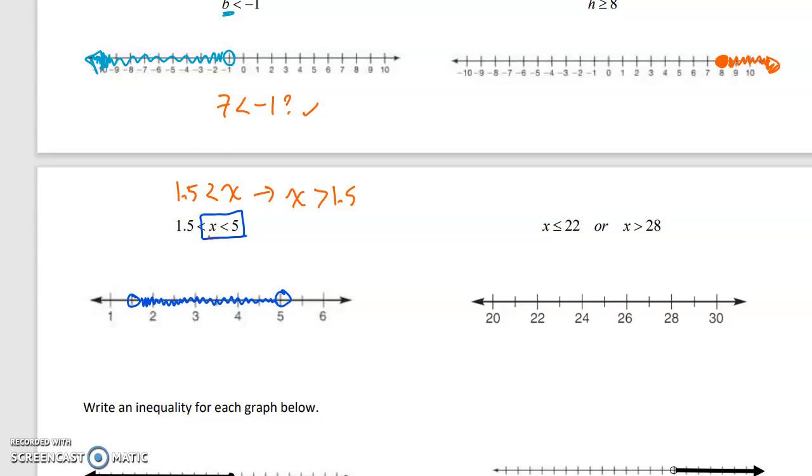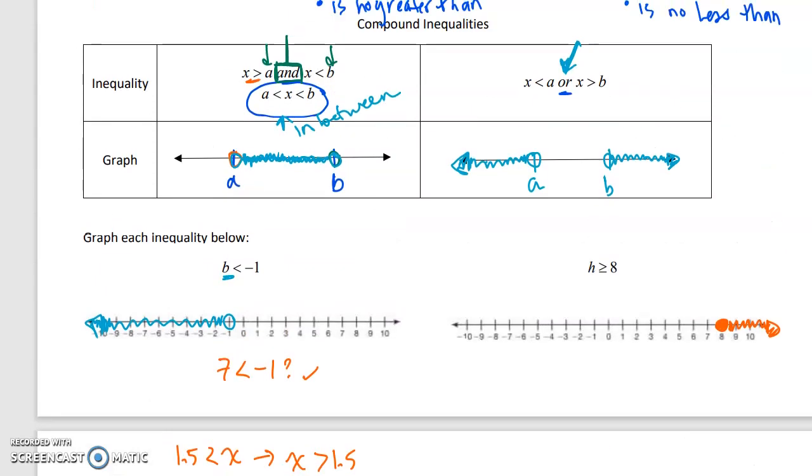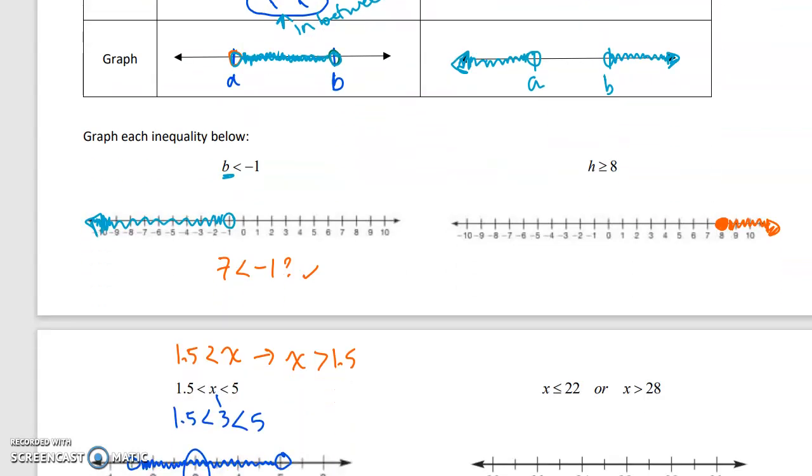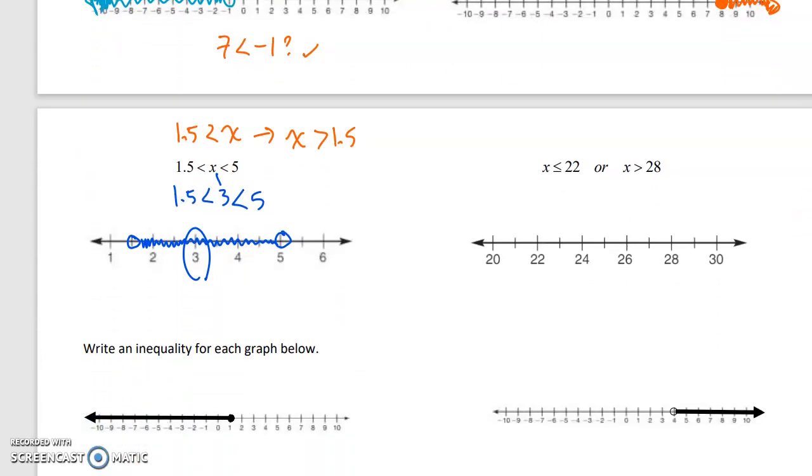So let me show you how, again, you would pick a solution value to make sure this is true. If I pick, let's say 3, is 1.5 less than 3? Yes. Is 3 less than 5? Yes. Again, the 3 goes where my X goes because that represents all values in between 1.5 and 5. I also failed to mention up here, to be honest, that you could also have less than or equal to's here, a combination of one just less than, one less than or equal to, something like that. I just didn't want to write 1,000 different combinations on the notes.